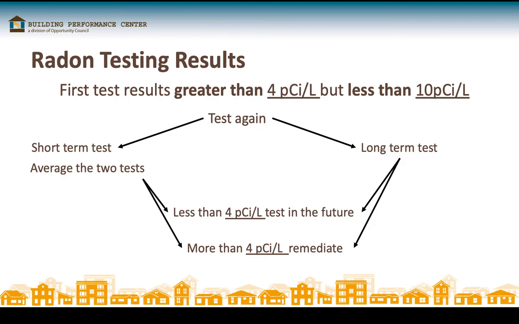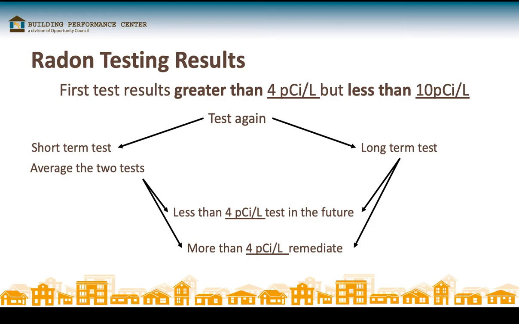All right, so anytime you're greater than 4 on your first test, which is the short-term test, they want you to do another test. You can do one of two tests. You can either do another short-term test and then average the 2 test results, or you can do a long-term test. There you sort of dump the first test and just deal with the results of the second test.